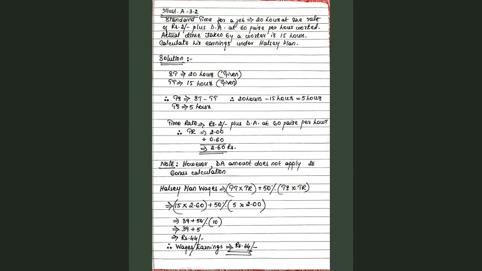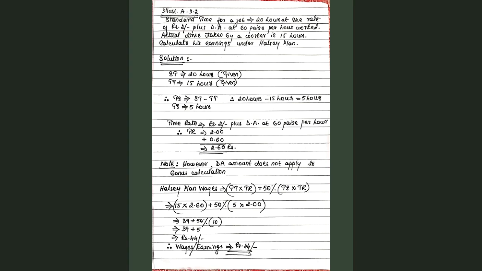Now the problem reads like this. The standard time for a job is 20 hours at the rate of rupees 2 plus DA at 60 paise per hour worked. The actual time taken by a worker is 15 hours. Calculate his earnings under Halsey plan. Now, the twist in this problem is about the DA that is given to the worker.